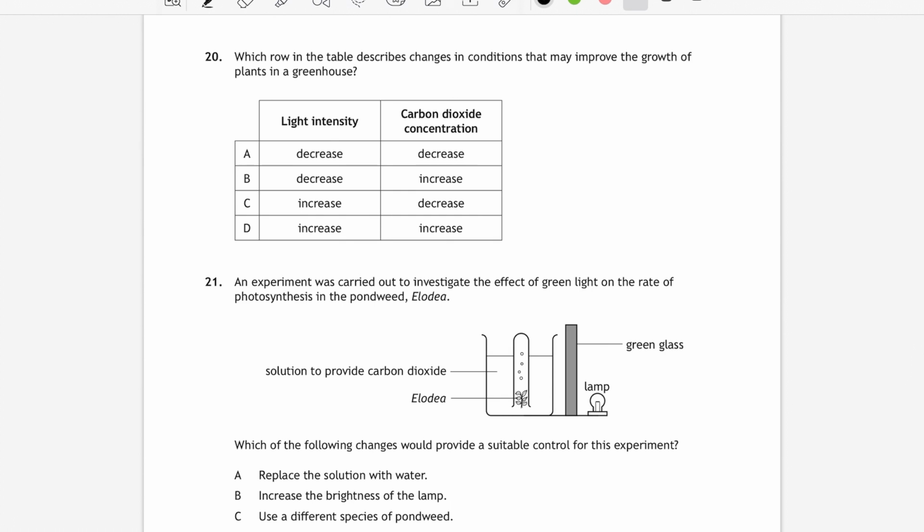Number 20, which row on the table describes changes in conditions that may improve the growth of plants in a greenhouse? Okay, again, pause the video and have a look. So if we're thinking plants, greenhouse, we're looking at the growth of them. Well, we want our light intensity to be nice and high, so we've got lots of photosynthesis going on. But carbon dioxide is one of the raw materials that we need for photosynthesis. So if we give it lots of carbon dioxide, it should do lots of photosynthesis. So our answer here is D.